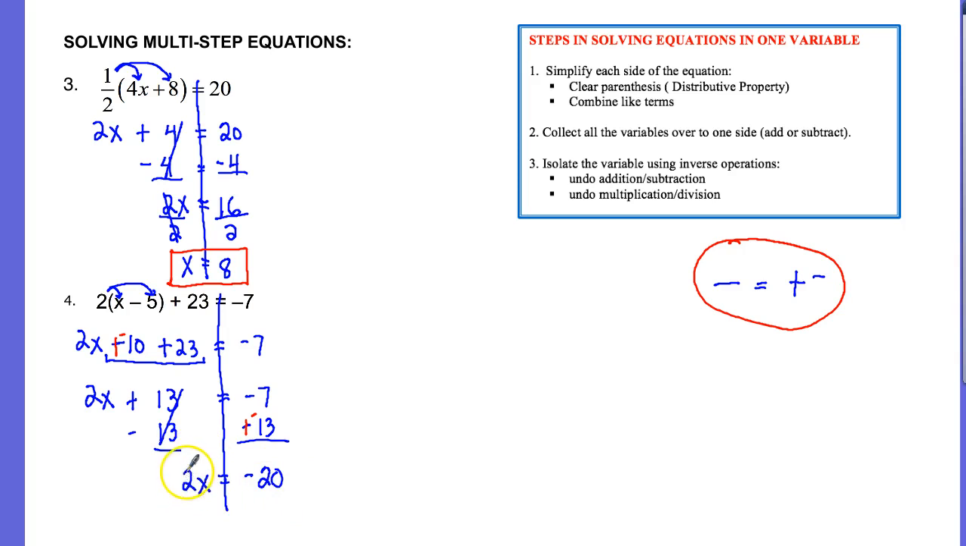What's the operation between 2 and x? Well, 2x, that is really 2 times x. So I can get rid of 2 by dividing both sides by 2 because the inverse operation of multiplication is division. So on the left side, 2 divided by 2 is 1. I only have x. On the right side, negative 20 divided by 2 is, well, we have different signs. When we're dividing, negative divided by a positive, that's negative. And 20 divided by 2 is 10. So x equals 10.